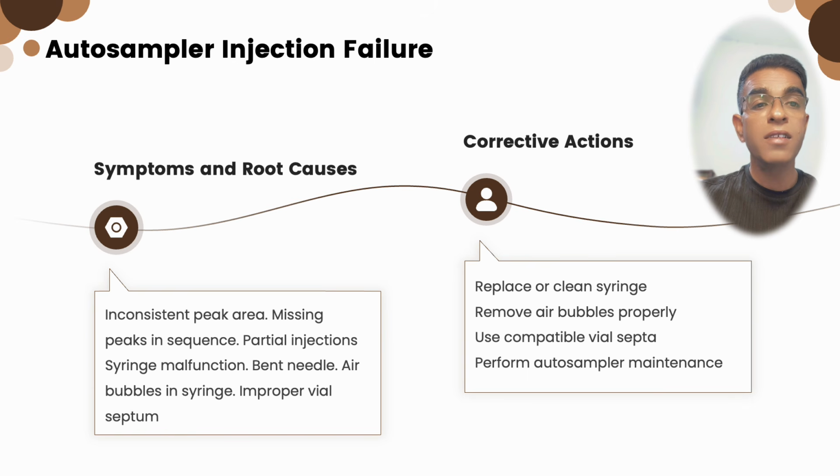Air bubbles trapped inside the syringe barrel also reduce injection volume significantly. Hard or incompatible vial septa may restrict needle penetration, leading to improper sample aspiration. Routine syringe cleaning, correct priming, and periodic replacement of septas are essential. Autosampler maintenance must be included as part of the preventive maintenance schedule.